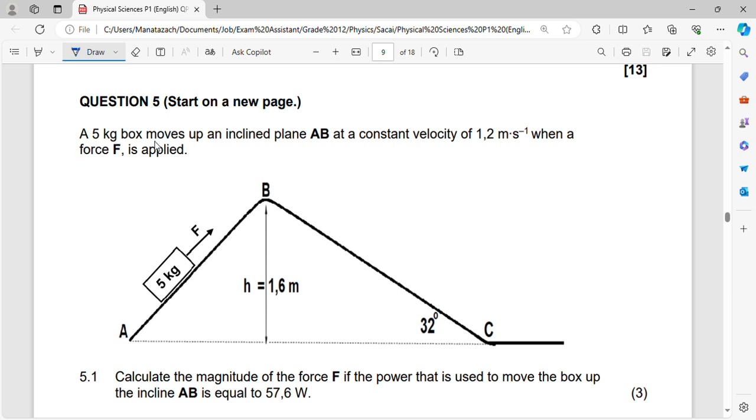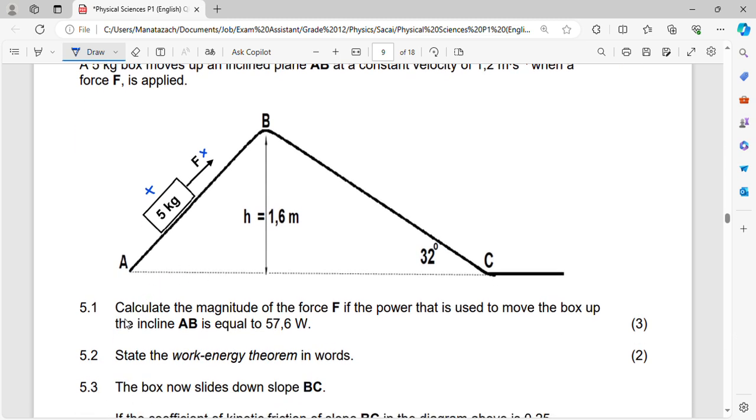A 5 kg block moves up an inclined plane AB at a constant velocity of 1,2 meters per second when force F is applied. So here is the block, and then here is the force, and then the velocity is going to be constant all the way until point B. The first question is saying calculate the magnitude of the force F if the power that is used to move the block up the inclined AB is equal to 57.6 watts.